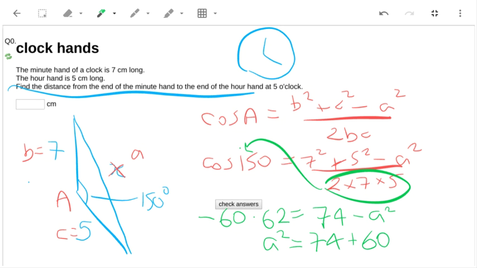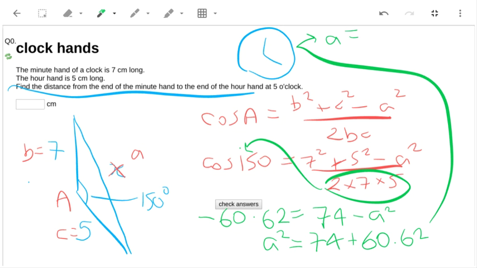So I end up with 74 plus 60.62 makes 134.62. I'm running out of space, so I'm just going to go up here. a equals the square root of 134.62, which is 11.6 centimeters.